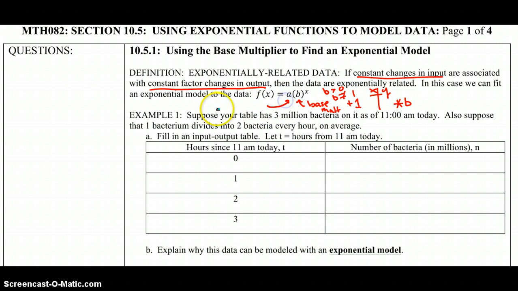And a is the output we get with an input of 0, because b to the 0 will be 1, times a gives us a. So that gives us our y-intercept from the graph.